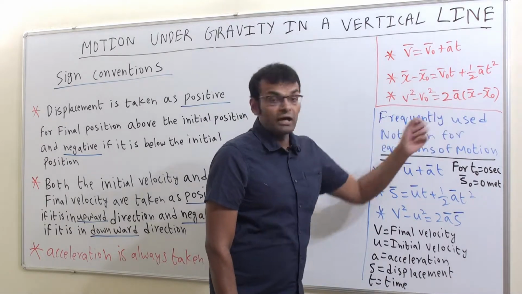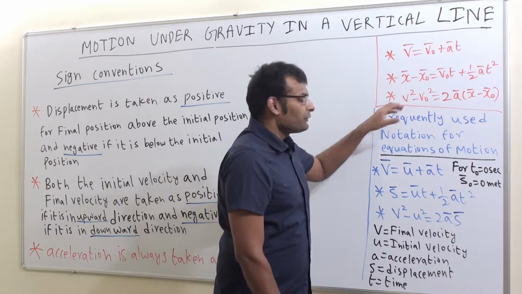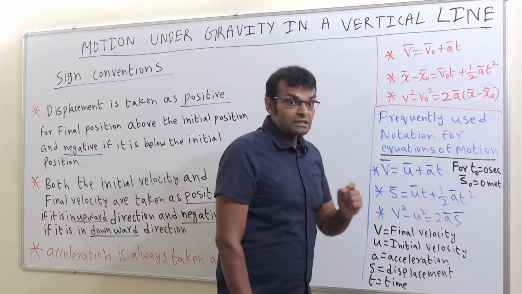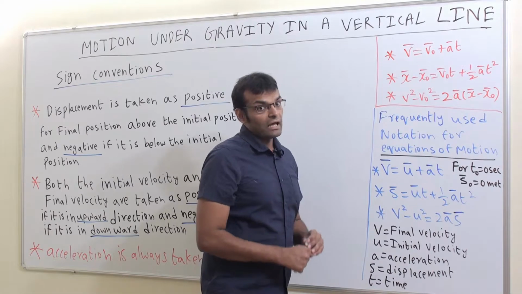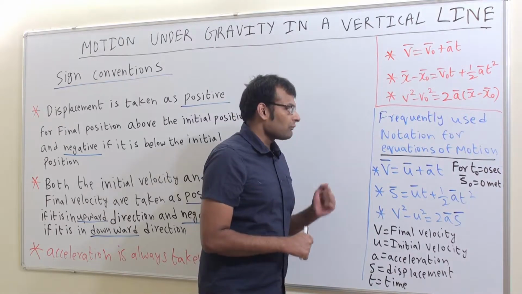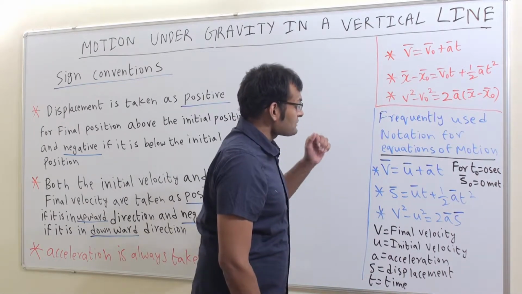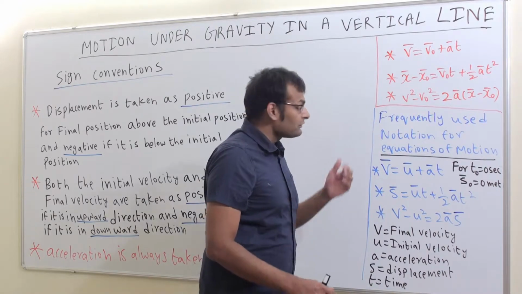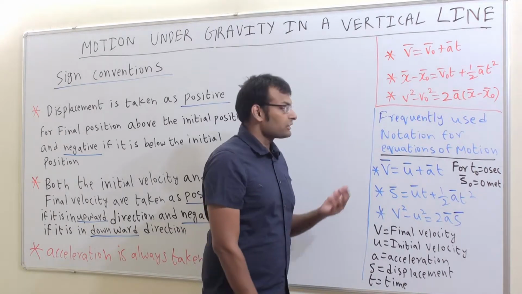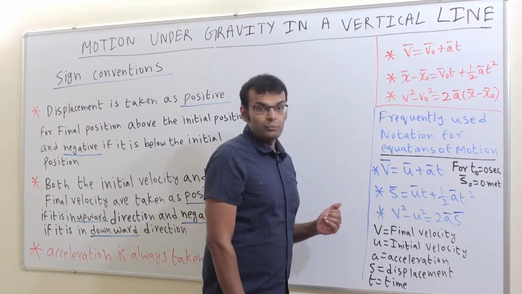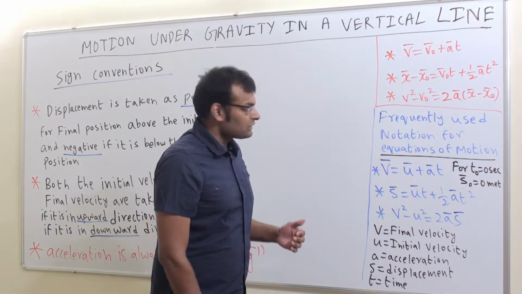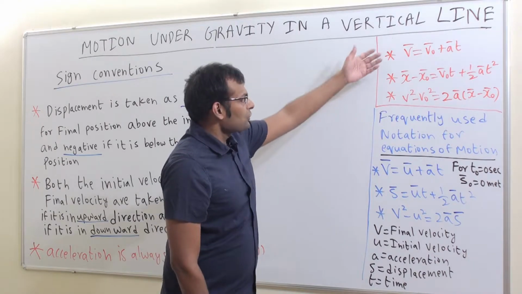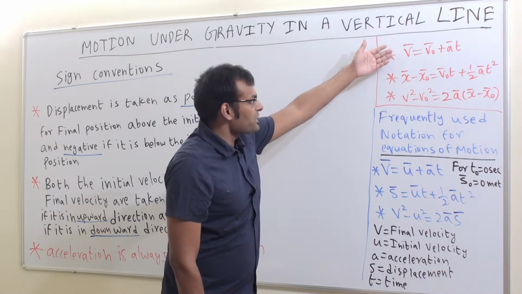Here x bar is the displacement, v is the velocity, v naught is the initial velocity. This is the notation that I used for deriving the equations of motion. However, the notation that is commonly used in textbooks is v bar is equal to u bar plus a bar t, because this is the standard notation. It has been used in many of the textbooks. So it's quite similar to the same equation here.